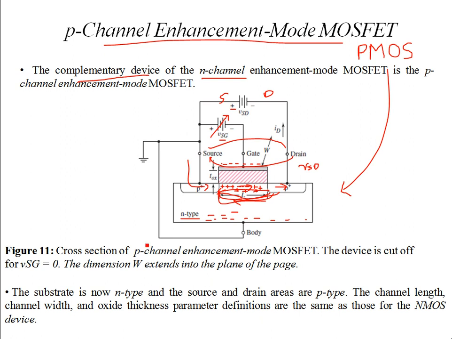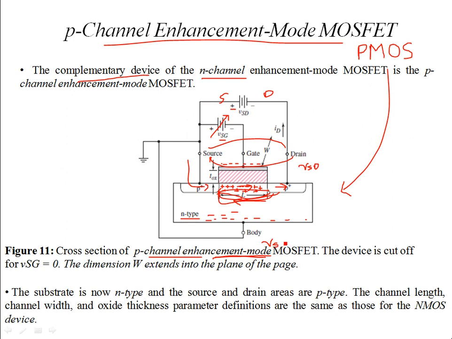So this is the cross section of the PMOS, P channel enhancement mode. Why enhancement mode? Because you need an external supply to create a channel. There is no channel without a supply. Without a supply, these two P doped regions are separated by N-type semiconductor, so there can't be any current. So the channel has to be enhanced with the external gate voltage VSG.